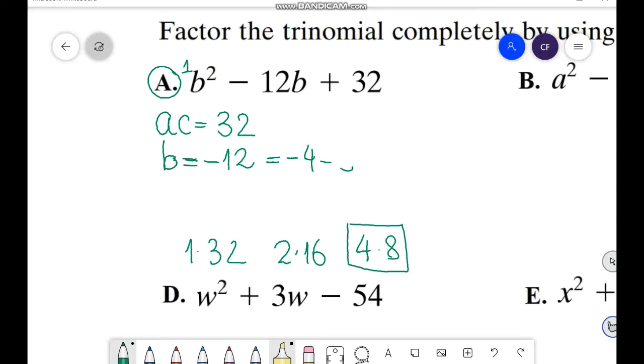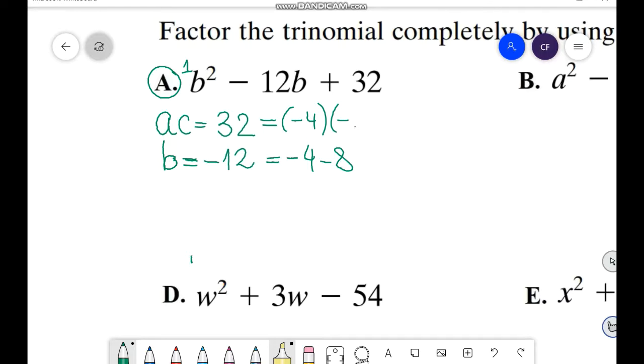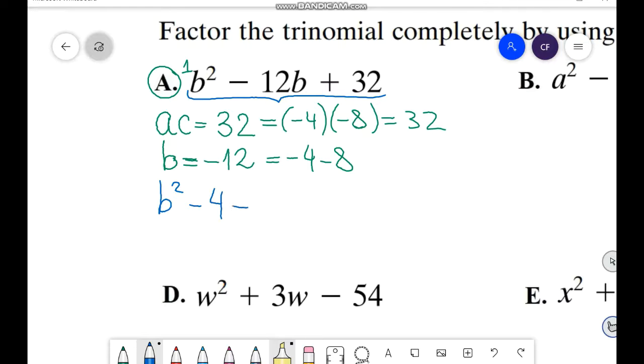Negative 4 minus 8, right? Negative 4 minus 8. So, negative 4 minus 8 are the numbers that we're looking for, because negative 4 times negative 8 equals 32. And we now have to rewrite this polynomial as b squared minus 4b minus 8b plus 32.